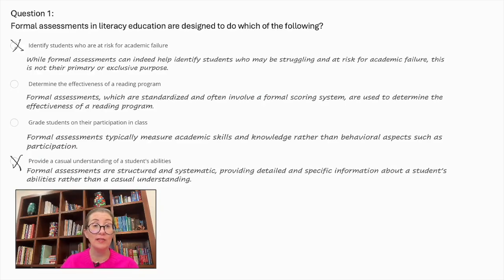Going up one, grade students on their participation in class. Formal assessments typically measure academic skills and knowledge rather than behavioral aspects such as participation. Grading participation is usually considered a part of informal assessment or classroom management practices, so we can cross that out as well. Therefore, the most fitting purpose of formal assessments in literacy education is to evaluate the effectiveness of reading programs as they provide standardized and objective data that reflects the success of these educational interventions.